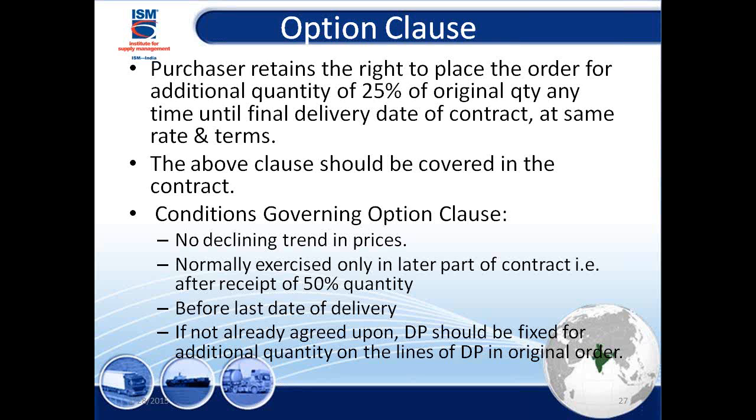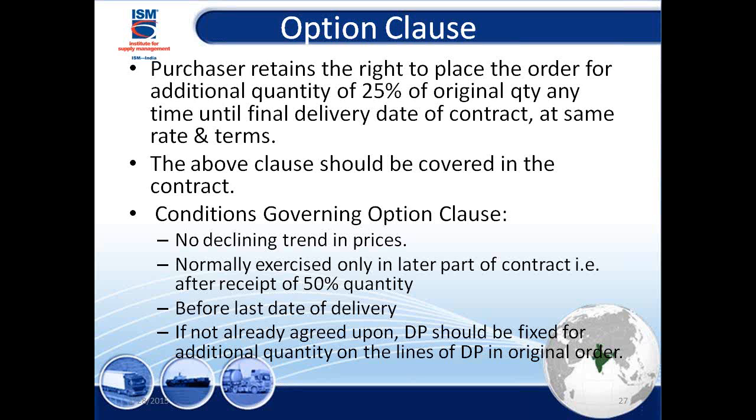Now for 10,000, if the poor guy has to go through the bidding exercise again, it'll take you another 3 months. The cost of that is too much. So what we allow in the public sector is 25% of the original quantity you could change, but before the delivery date of the contract, at the same terms and conditions, same payment price. So keep in mind 25% of that you could change.